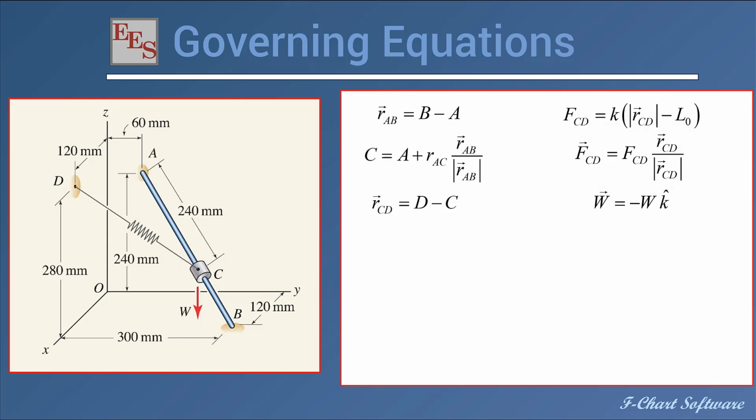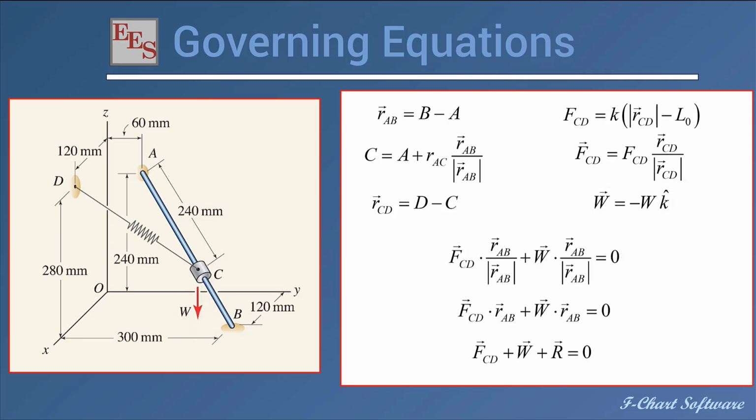The force due to the weight is something we don't know, but we do know its direction. Its direction has to be vertically downwards. So the weight force is given by this equation, where W is unknown. And then if I want to find W, I just specify that the sum of the forces in the direction RAB has to be 0. Right? So the dot product of the spring force and the unit vector defined by RAB plus the dot product of the weight and the unit vector defined by RAB have to be equal to 0.